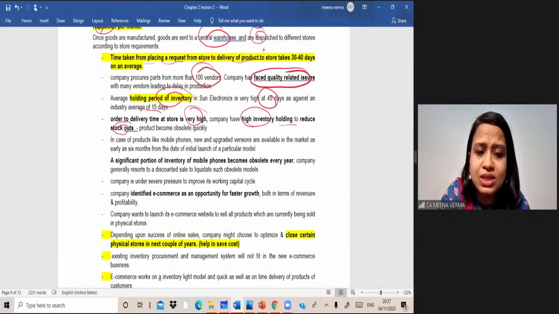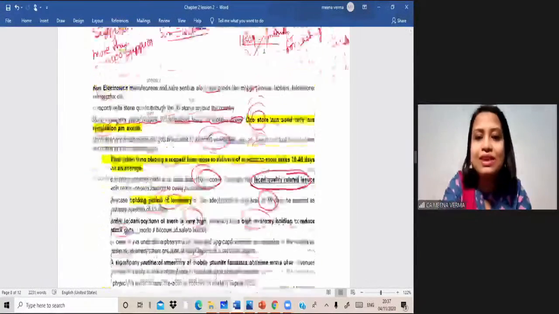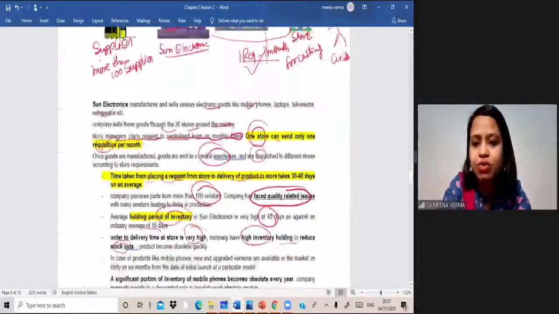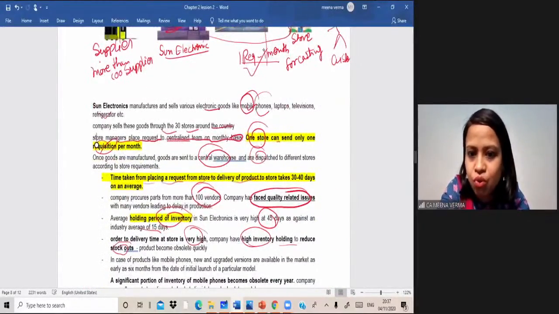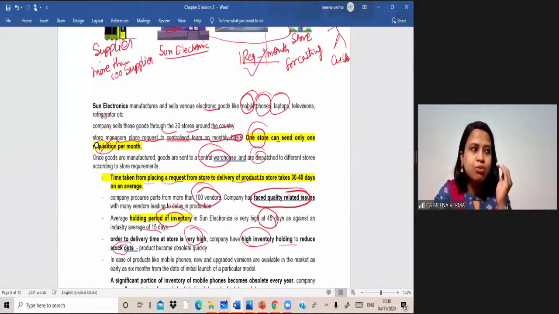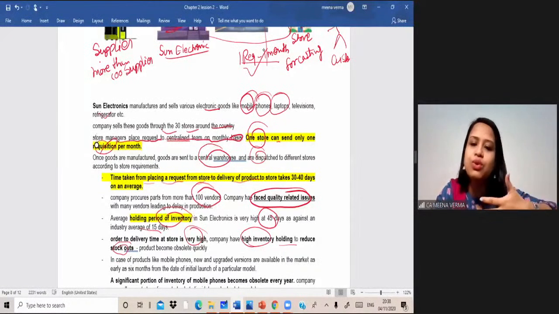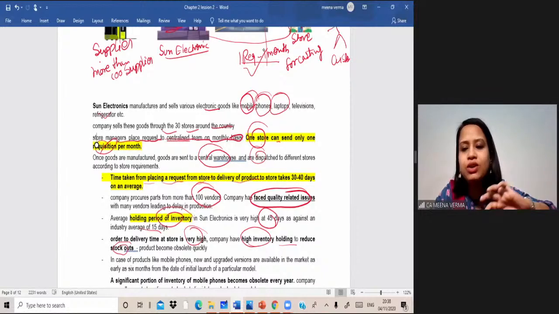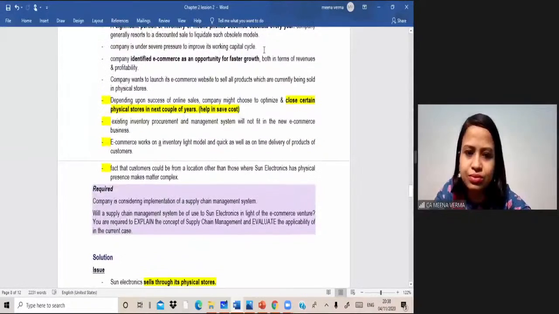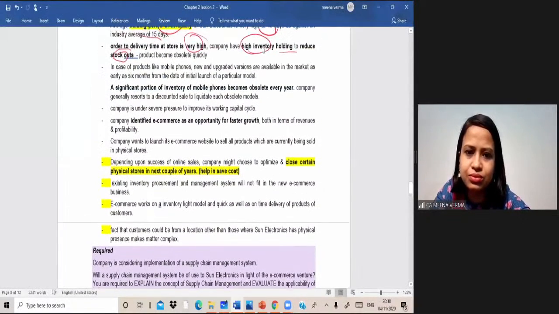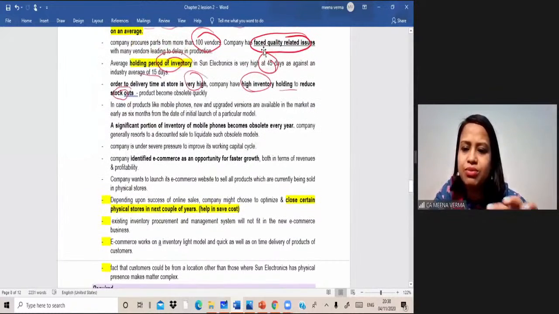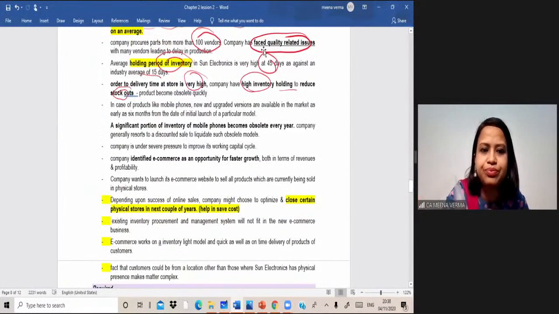Now, in case of products like mobile, one more point. They are selling electronic products. What are those electronic products? Mobile phones, laptops, televisions. All these electronic equipment, because the technology changes very frequently in these fields, the product will become obsolete very soon.